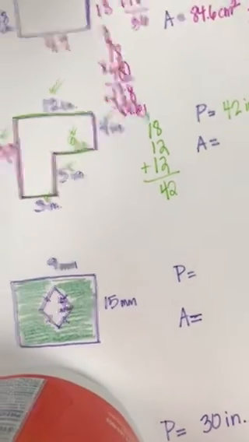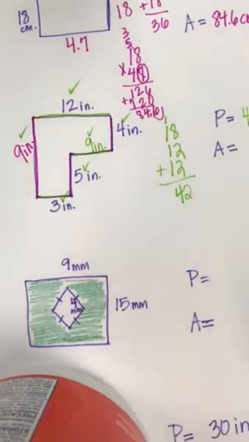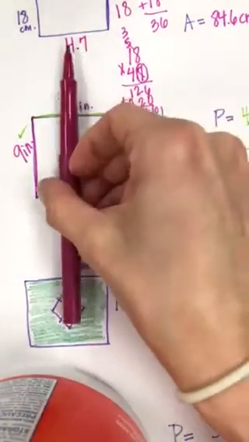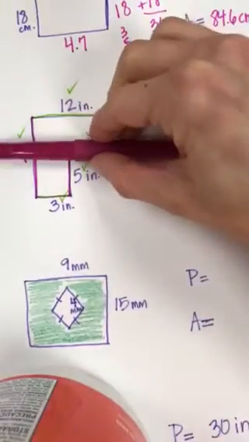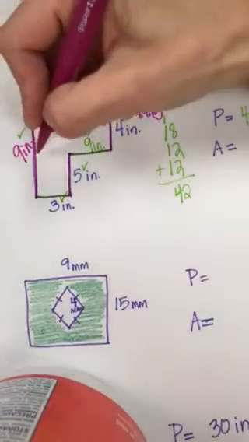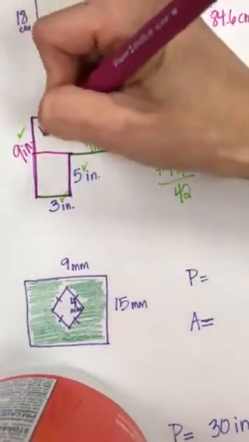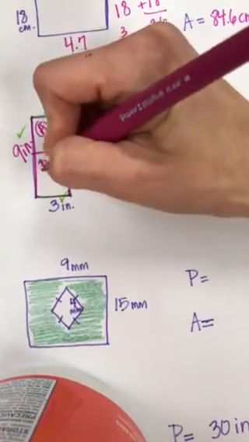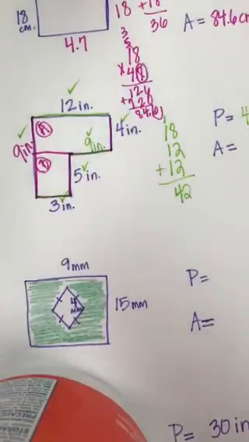All right, and then now I've got to work on the area. Because this is an irregular shape, the best way to do the area is to break it into 2 rectangles. I can break it here, or I can break it here. It doesn't really matter. I'm going to go this way. I like to label them rectangle A and rectangle B. So for A, I have to find a full length and a full width.